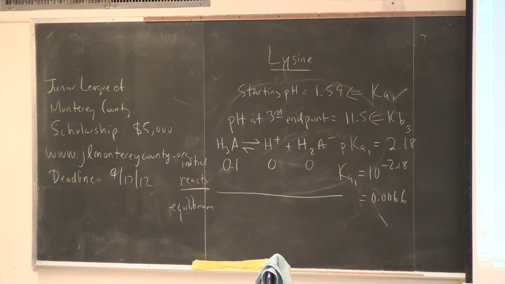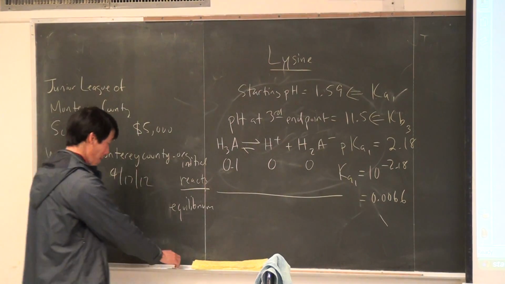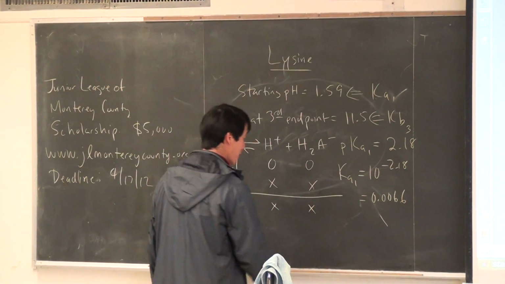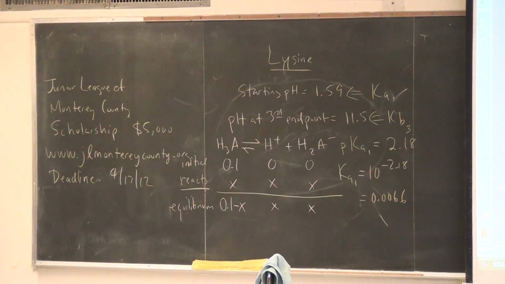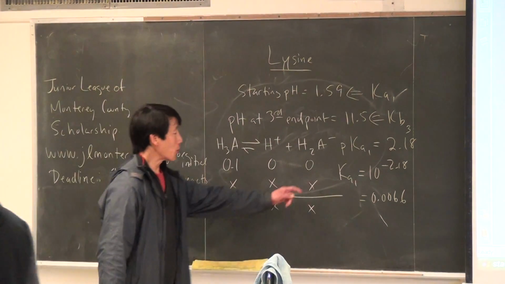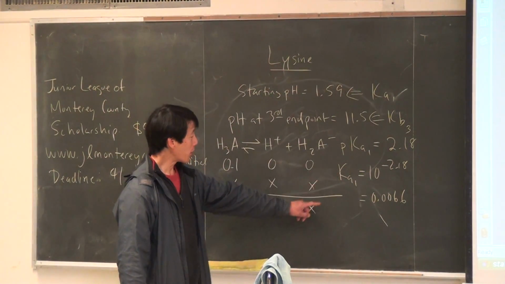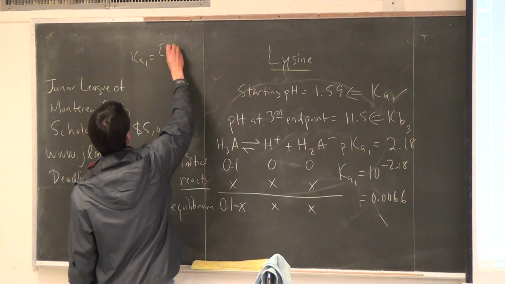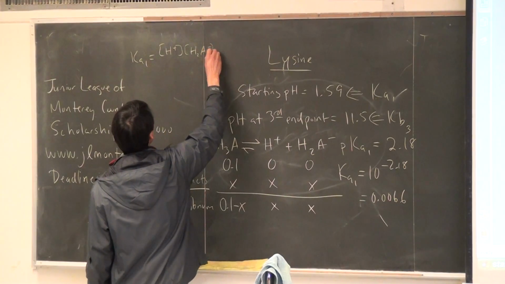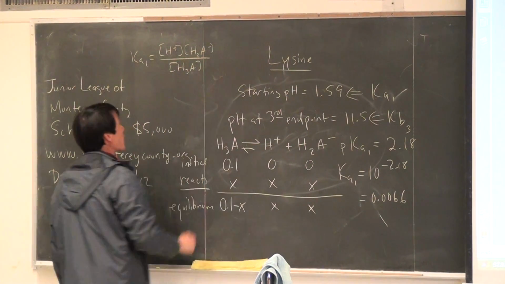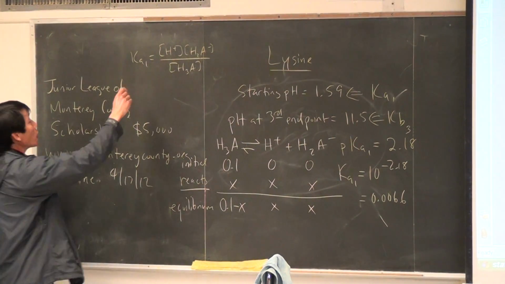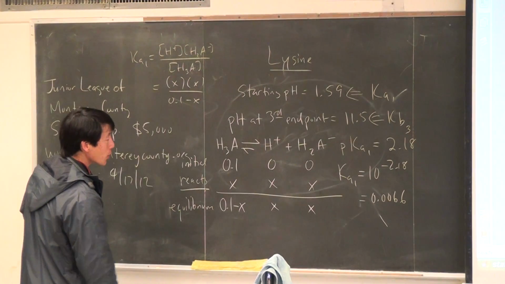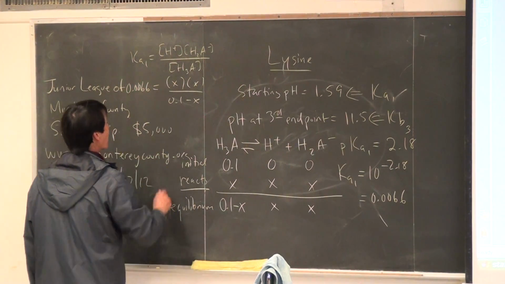The next step, put the X. And then equilibrium. Then we can use our equilibrium constant expression and plug these values into that equation. So Ka1 is equal to H plus times H2A minus divided by H3A. Remember that these concentrations are at equilibrium. So we plug in our equilibrium concentrations: X times X divided by 0.1 minus X, and this is equal to 0.0066. And then we'll solve for X.